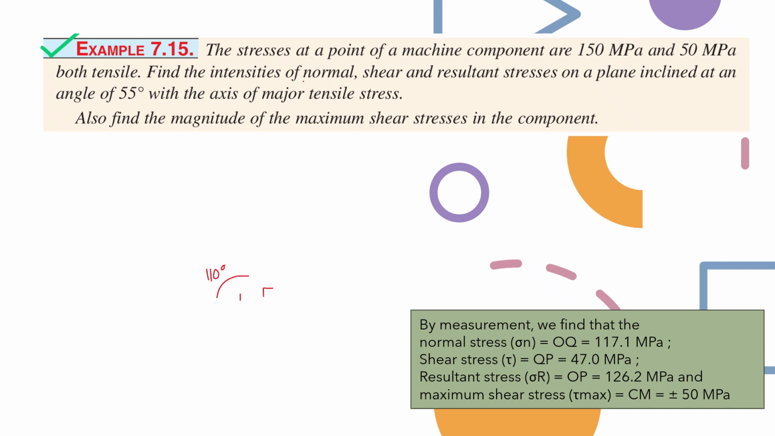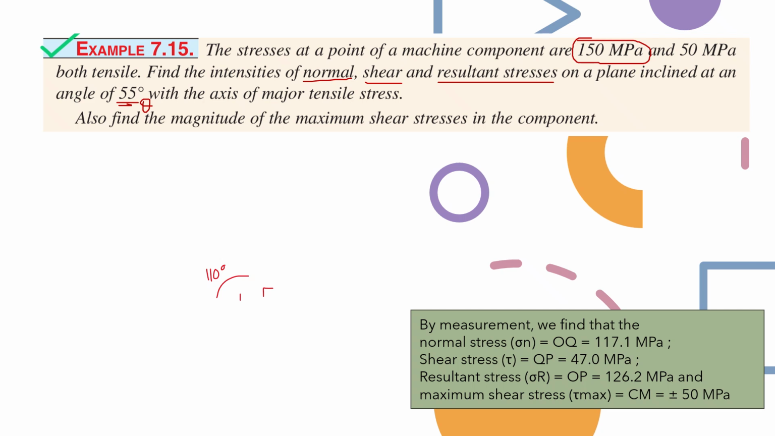So we have to find the normal, shear, and resultant stresses on a plane inclined at an angle of 55 degrees, theta, with the axis of the major tensile stress. So with the major tensile stress, we have to determine the normal, shear, and resultant stresses.